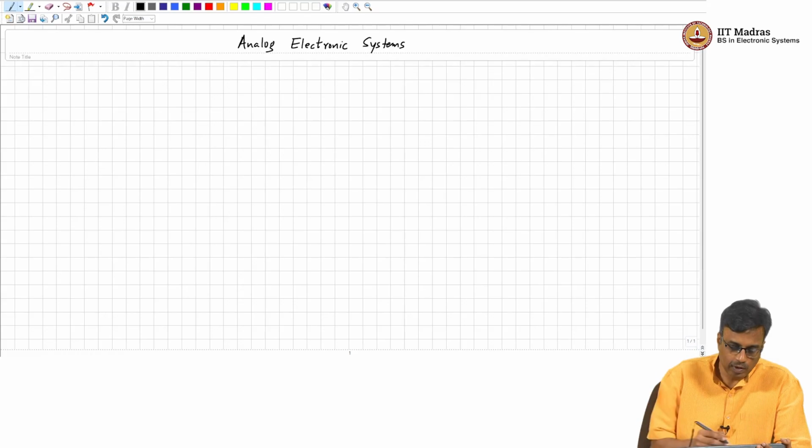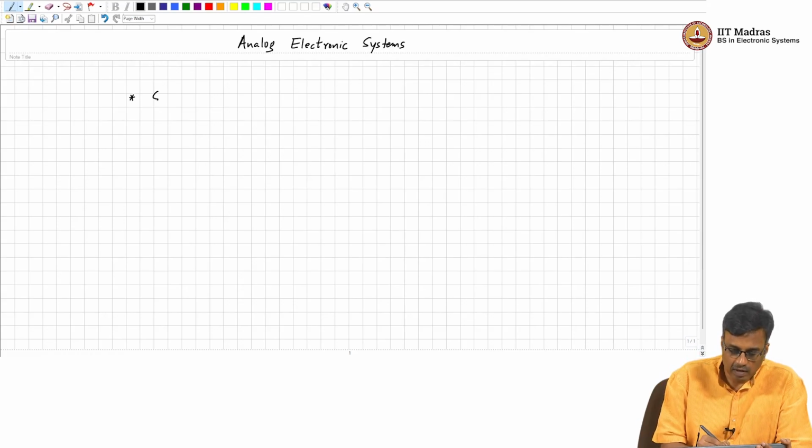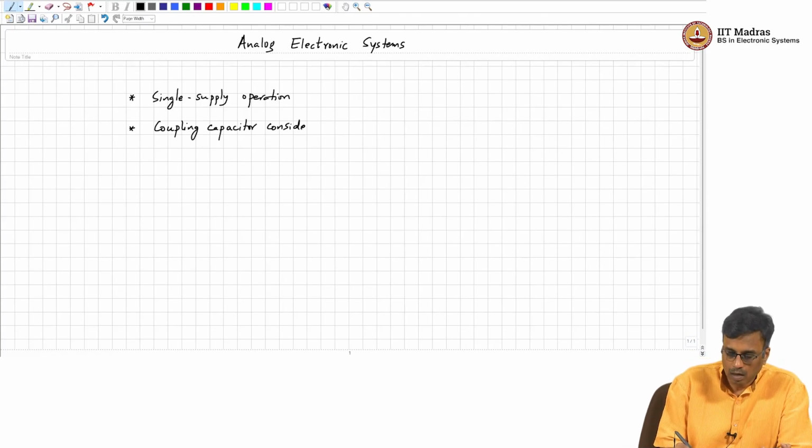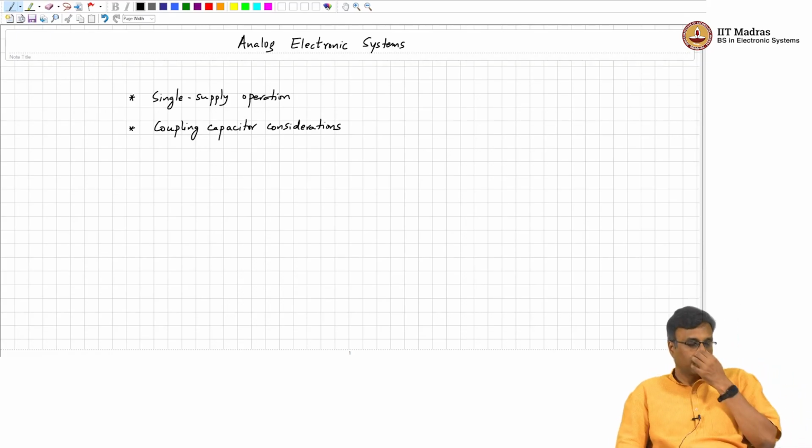In the last class, we looked at the notions of what we need to worry about while working with single supply, as well as what to watch out for when you choose a coupling capacitor.